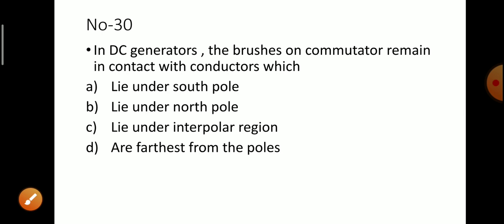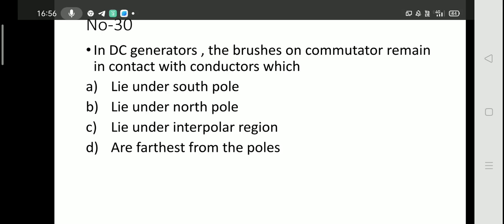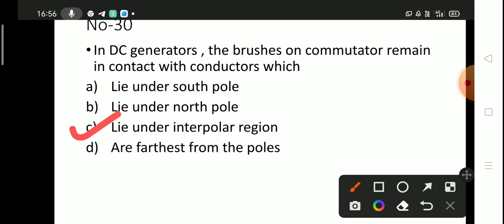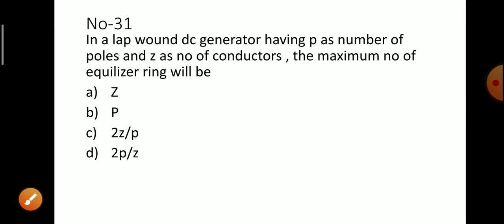Question number 30. In a DC generator, the brushes on commutator remain in contact with conductors which: A. Lie under south pole, B. Lie under north pole, C. Lie under interpolar region, D. Are farthest from the pole. And the right answer is C. Lie under interpolar region.